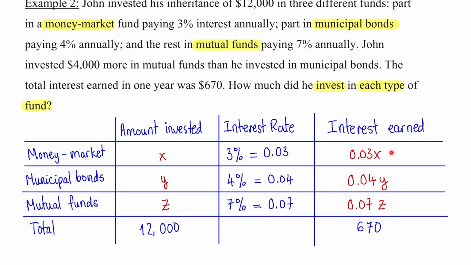0.03x is the interest earned for the money market fund, 0.04y is the interest earned from the bonds, and 0.07z is the interest earned from the mutual funds. And I know that if I add these three up, I get 670. So this is my second equation.